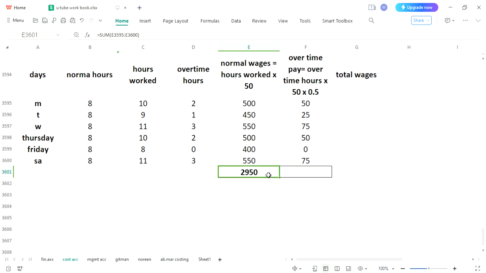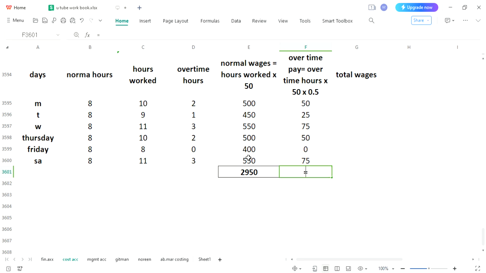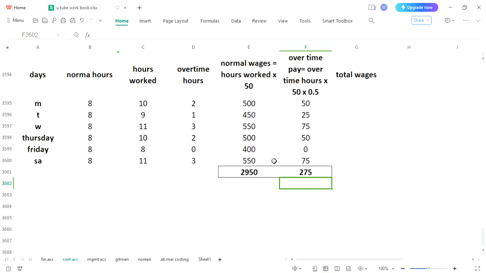Sum is over here, 2950, and you can see Rashid's normal payment, 2950. And then you will calculate both overtime payments. You will add all amounts of overtime: 75, 50, 75, 25, 50. So you have got the sum of overtime. Second answer, you can see, 275.